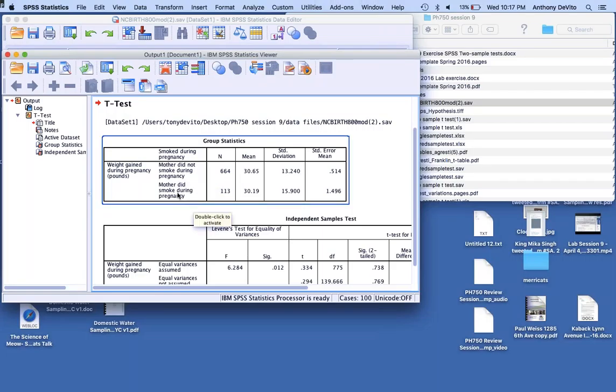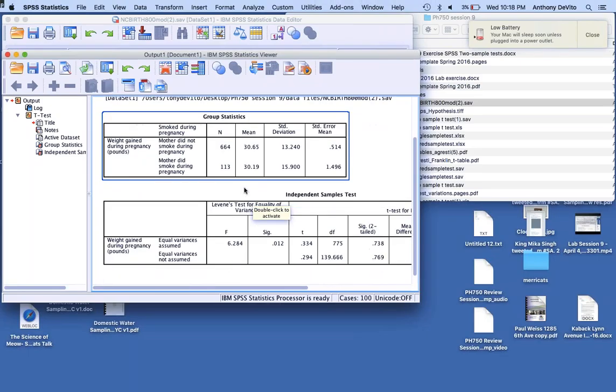The average for mothers who did smoke during pregnancy was 30.2 pounds. Not much of a difference, is there? Well, it's hard to tell whether these two are different enough to reject our null hypothesis until we do our t-test. They're pretty close, but these are really big samples. So even though it was only half a pound, maybe we have enough evidence to say that those two populations had different weight gains.